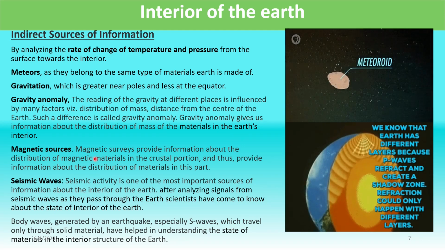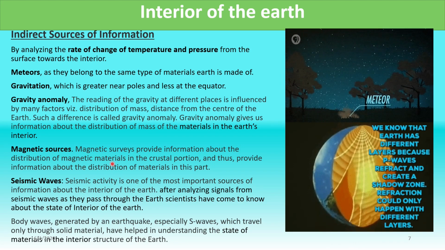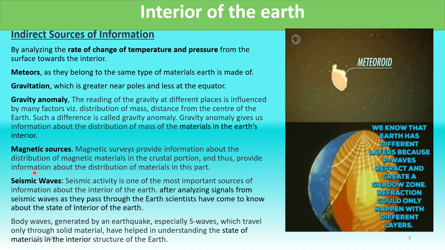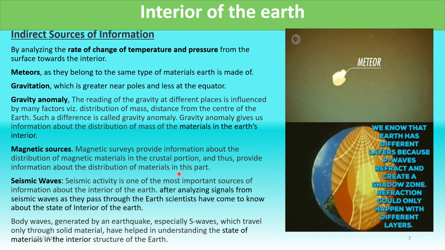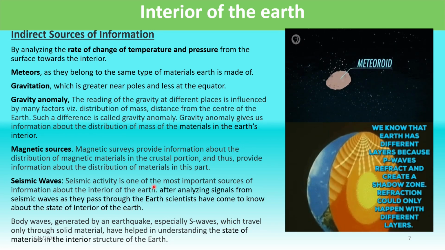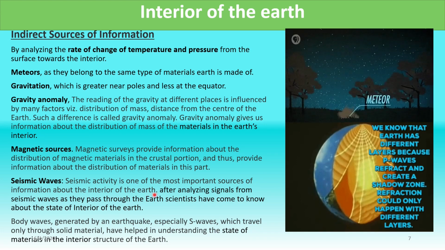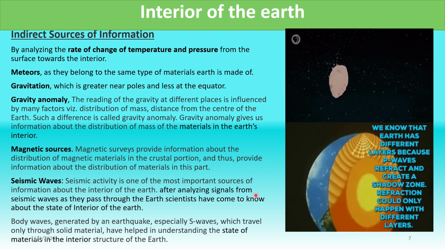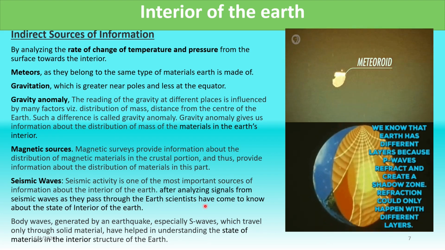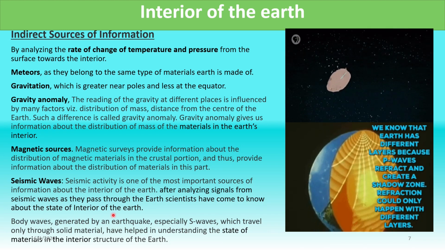Magnetic sources. Magnetic surveys provide information about the distribution of magnetic materials in the crustal portion and thus provide information about the distribution of materials in this part. Seismic waves. Seismic activity is one of the most important sources of information about the interior of the Earth. After analyzing signals from seismic waves as they pass through the Earth, scientists have come to know about the state of the interior of the Earth.